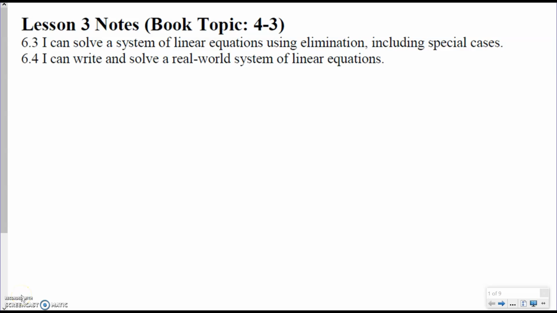Okay, here's the last method for solving systems of equations. This is honestly my favorite. It's the easiest, I think, especially if your systems are set up in a certain way. So let's get to it.